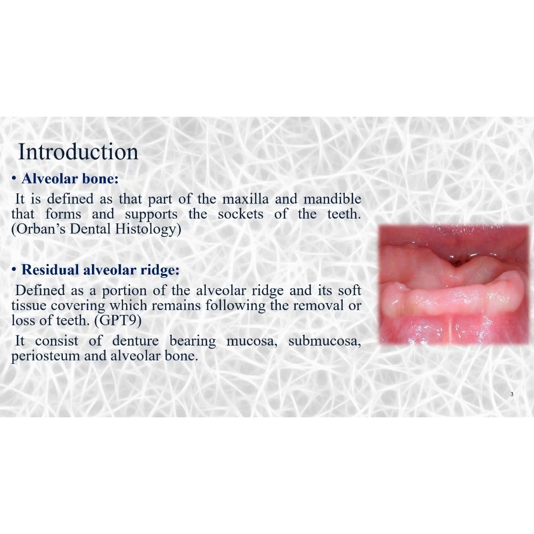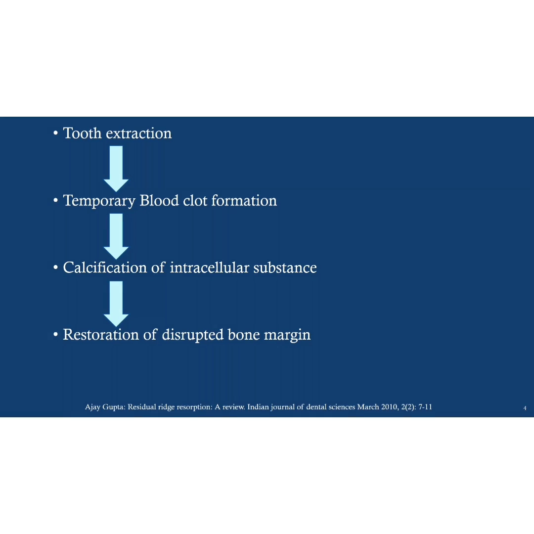So, introduction. Alveolar bone is defined as the part of the maxilla and mandible that forms and supports the sockets of teeth. And residual alveolar ridge, by GPT-9, is defined as a portion of the alveolar ridge and its soft tissue covering which remains following the removal or loss of teeth. It consists of denture-bearing mucosa, submucosa, periosteum, and alveolar bone.